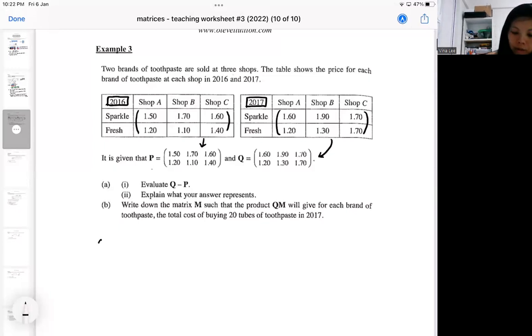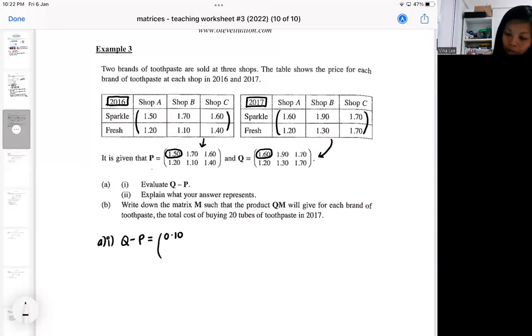So for part 1, your job is to evaluate the subtraction of the matrix. So you are using matrix Q to subtract matrix P. The subtraction is quite easy. You are subtracting position by position. So Q minus P. There's nothing spectacular about the subtraction. If you do that, you should be able to get the answer.